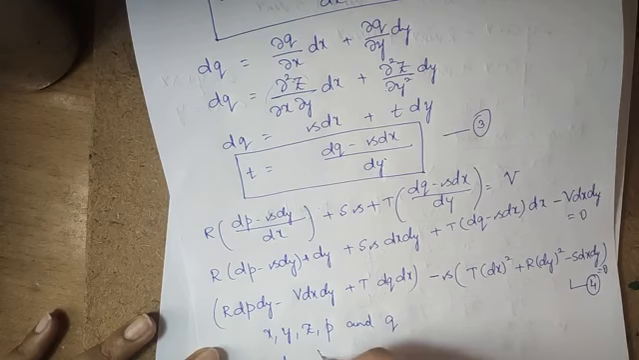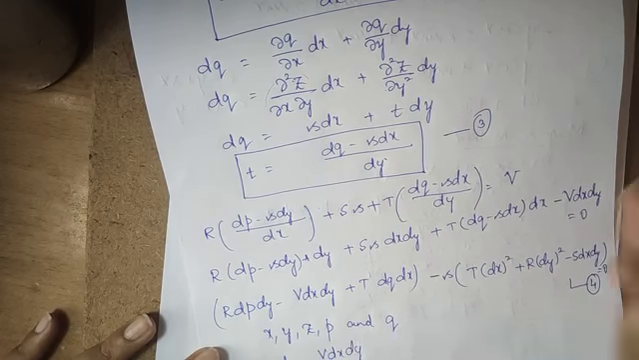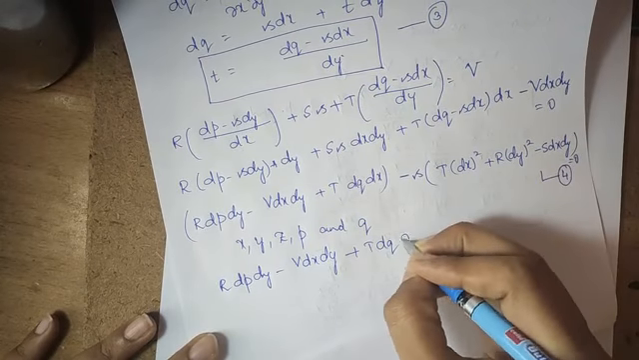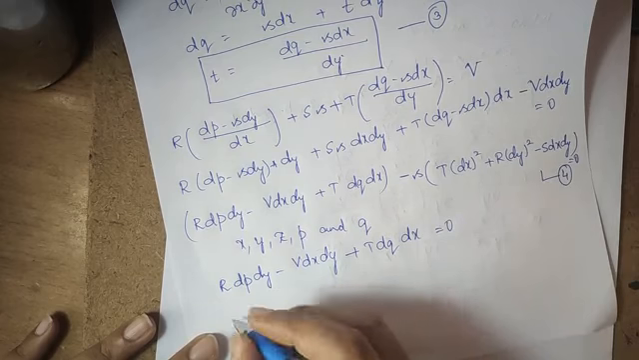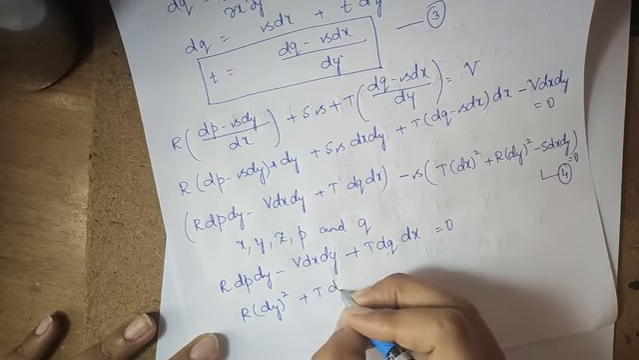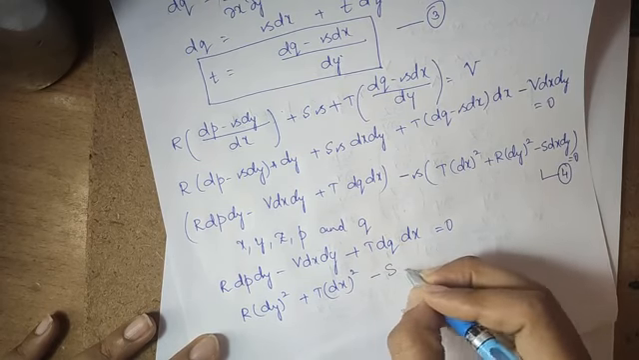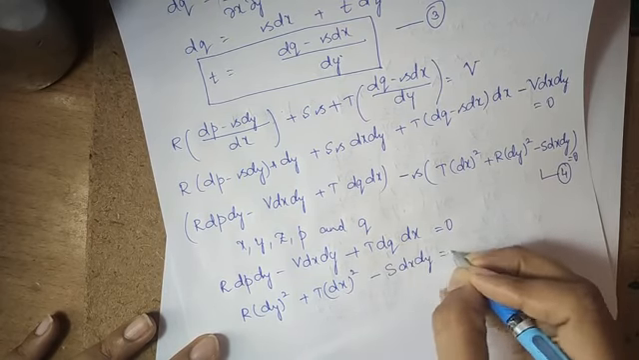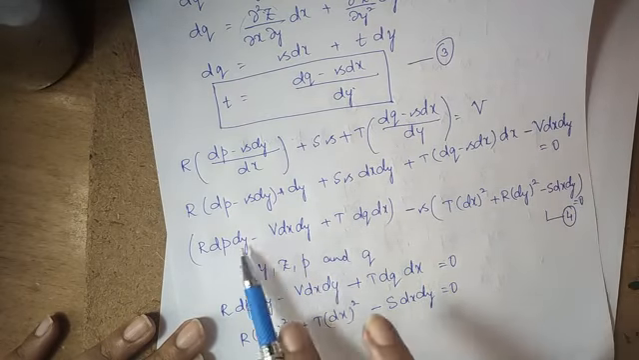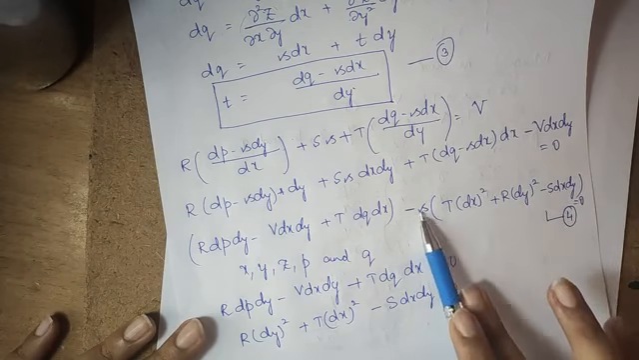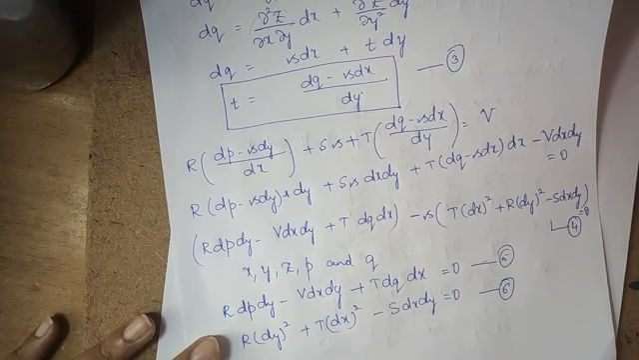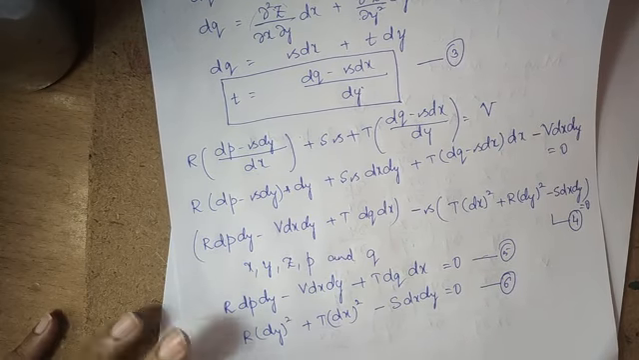dy minus v dx dy plus t dq dx is equal to 0, and r dy whole square plus t dx whole square minus s dx dy is equal to 0. Any equation which satisfies this whole equation number 4 will obviously satisfy equation 5 as well as equation 6. This you will observe when solving the problem.